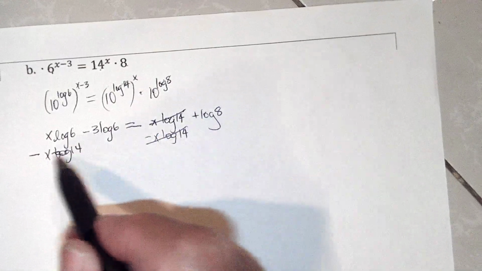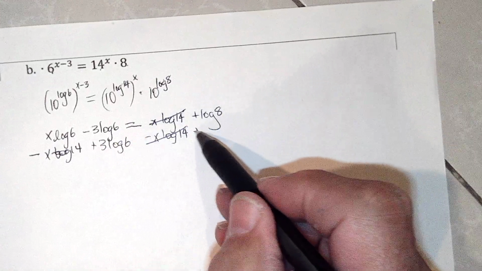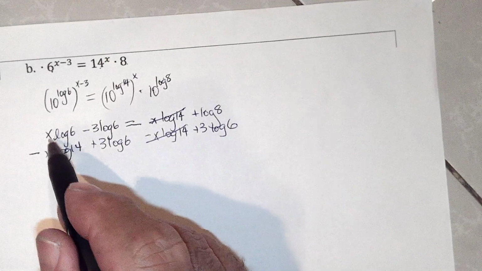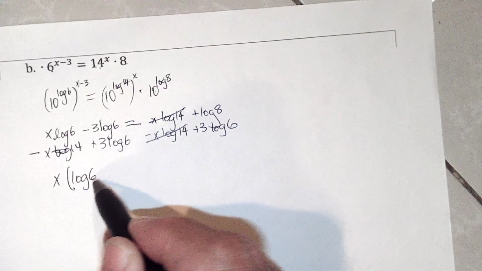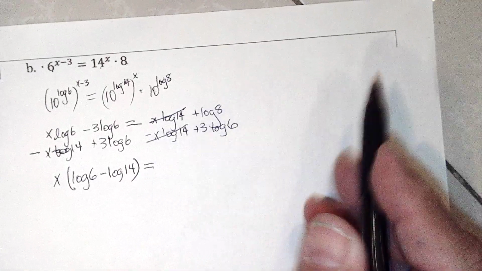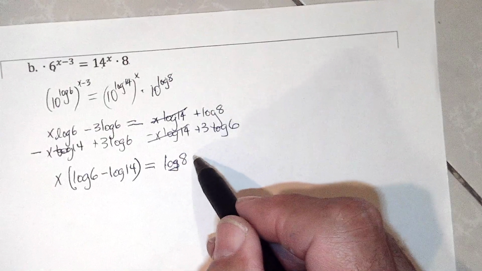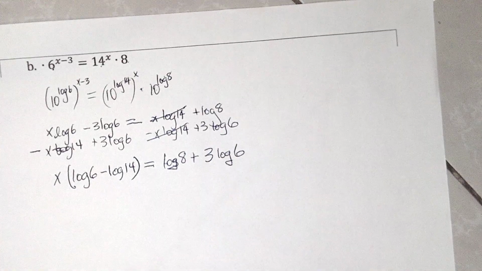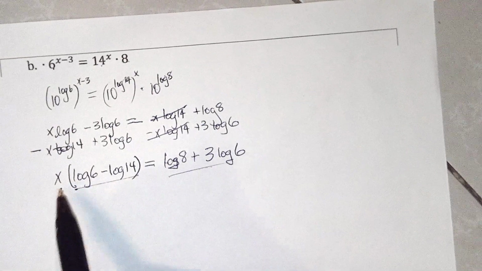Now we get all the x's over here, and I could add 3 log 6 to both sides. And so then I would have x times log 6 minus log 14 equals log 8 plus 3 log 6. So I just divide by this on both sides, and I would get what x is.